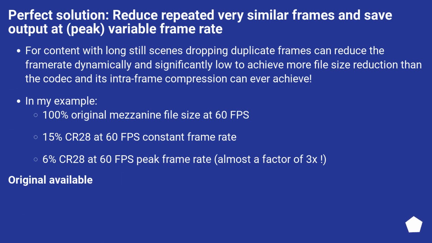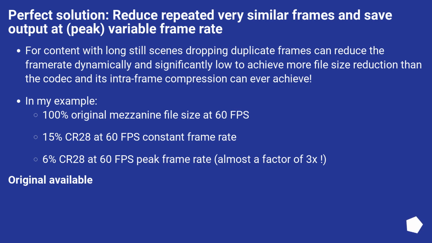Perfect solution: reduce repeated very similar frames and save output at peak variable frame rate. For content with long still scenes, dropping duplicate frames can reduce the frame rate dynamically and significantly low to achieve more file size reduction than the codec and its intra-frame compression can ever achieve. In my example, 100% original mezzanine file size at 60 fps, 15% SAR28 at 60 fps constant frame rate, 6% SAR28 at 60 fps peak frame rate, almost a factor of 3x.